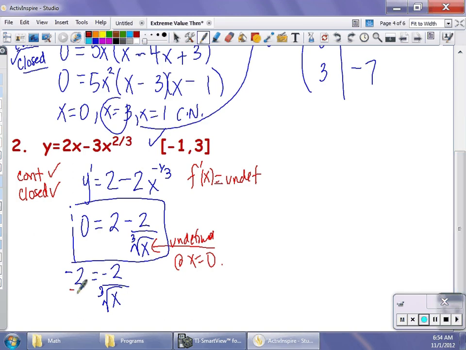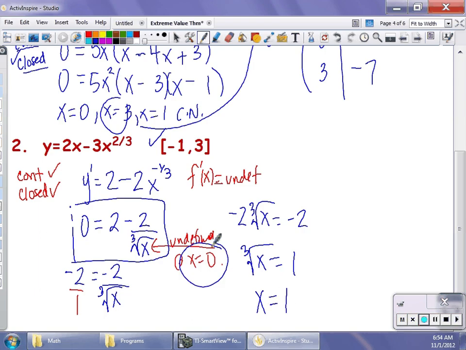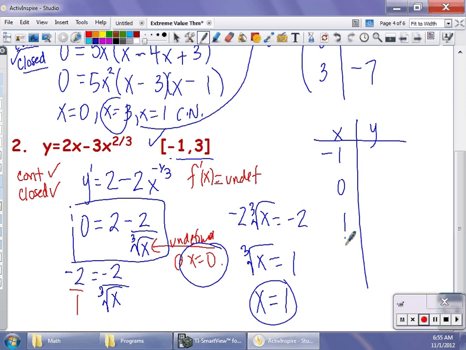So to solve this, I'm going to cross multiply. And when I cross multiply, I will get negative 2 cube root x is equal to negative 2. Divide both sides by negative 2, and I get cube root of x equal to 1. Cube both sides, and I get x equal to 1. All right, so I have a critical number at 0, a critical number at 1, and then I have my endpoints. So I'm going to make my table. So x, y, I'm going to put the candidates over here in order. So the first value is negative 1, 0, 1, and 3.